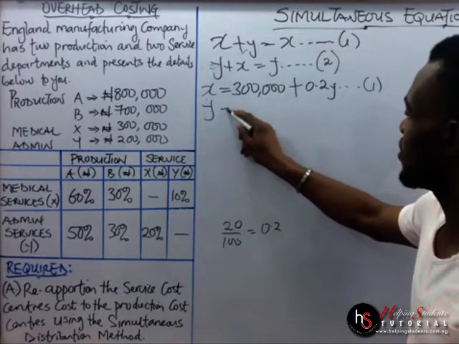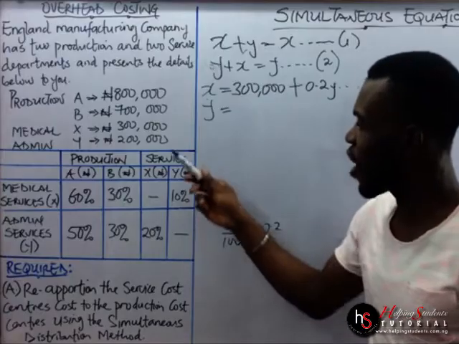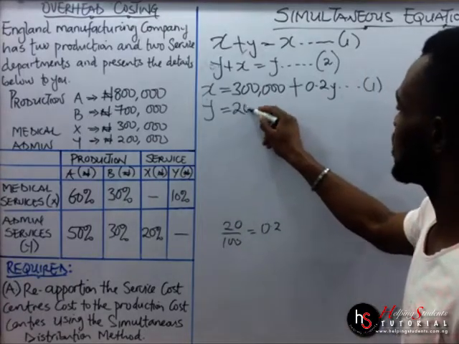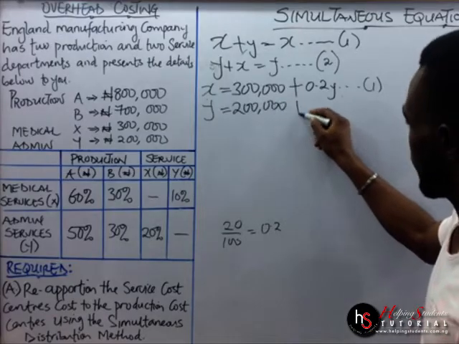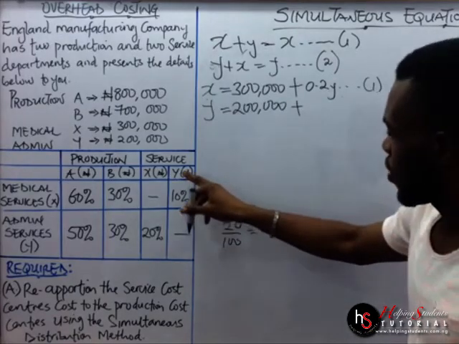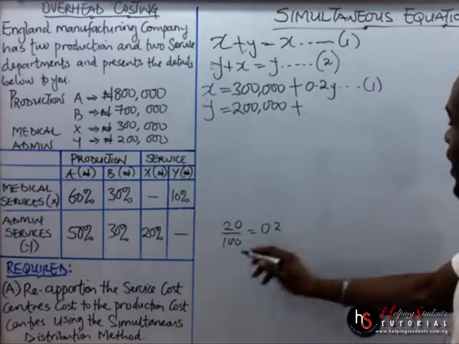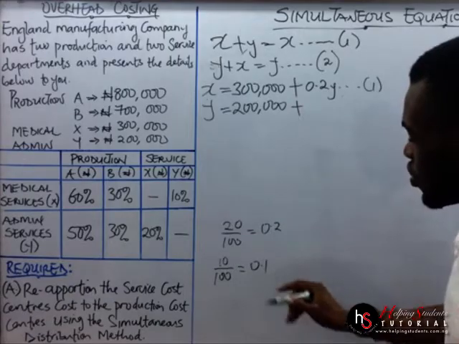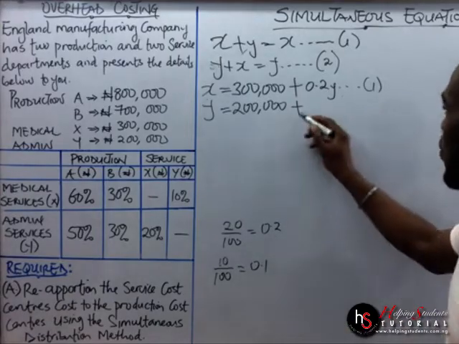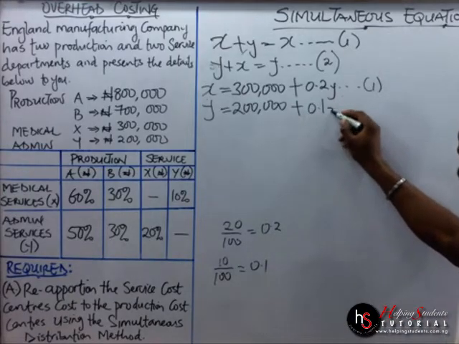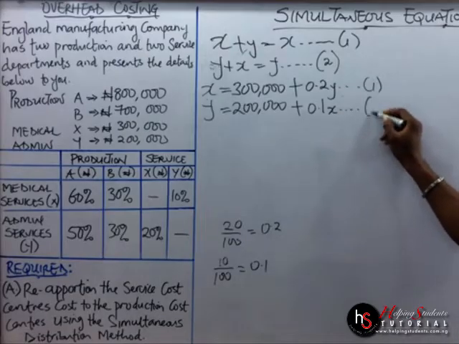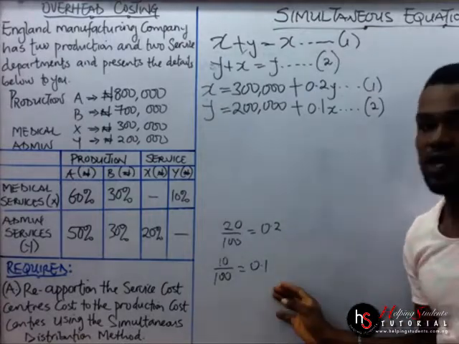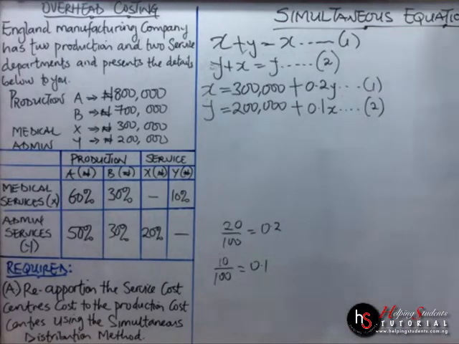Then we have y is equal to, what is the value of y from the question? We have 200,000. So you say 200,000 plus, for y we have 10%, and 10% is 10 divided by 100, which is equal to 0.1. So we have plus 0.1x. This is equation 2. Once we've interpreted it this way, then we'll begin to solve the question.